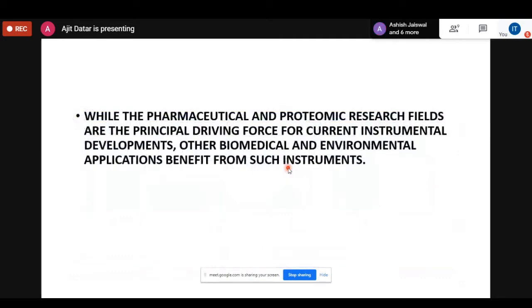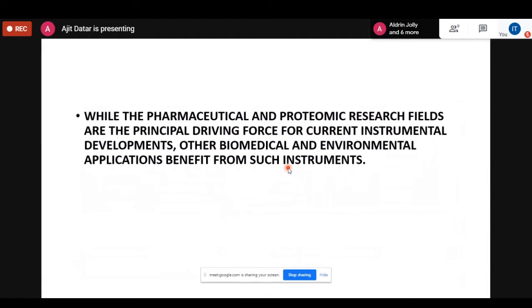Most of these analytical instruments got developed because of the developments that happened in the pharmaceutical industry and then proteomic research fields. That compelled scientists and instrument manufacturers to develop better and better instruments. These developments have definitely helped in many other areas, and we are able to take advantage of these instruments in several other areas and in academic research also, because these instruments are very useful.